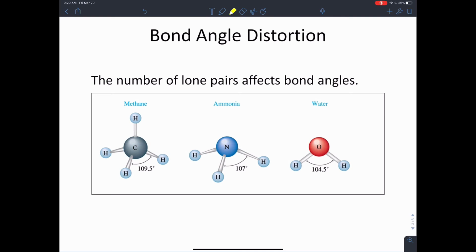So the number of lone pairs here will affect the bond angle. There are no lone pairs on methane, CH4. So the tetrahedral is exactly as we would expect, 109.5. But ammonia has one non-bonding pair, so it pushes down on these remaining bonds, and what's there as a result is 107. Even with water, we see 104.